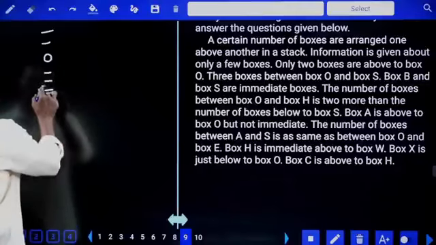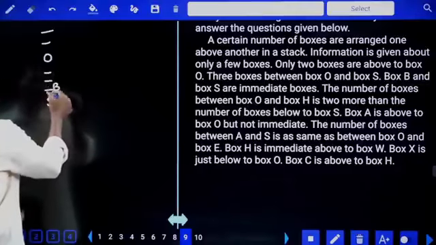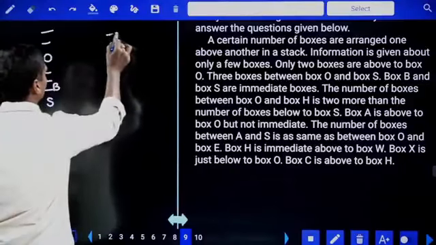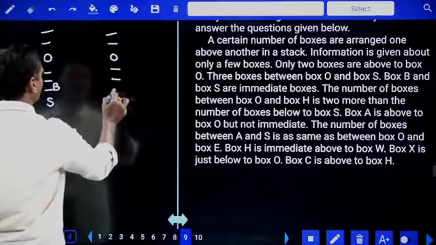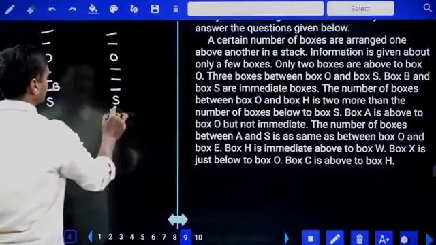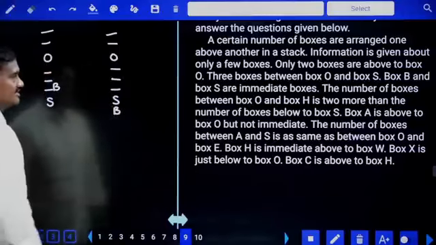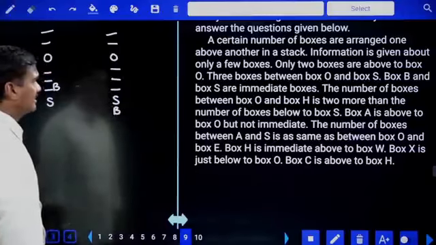Now if S is here, B can be here, or S can be below. Hence 2 possibilities. 1, 2, this is O. Now this is 1, 2, 3, this is S. If S is here, this will be B. S and B are adjacent, and boxes B and S are immediate boxes.